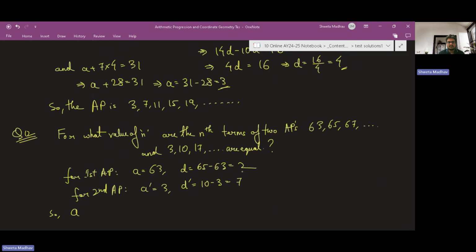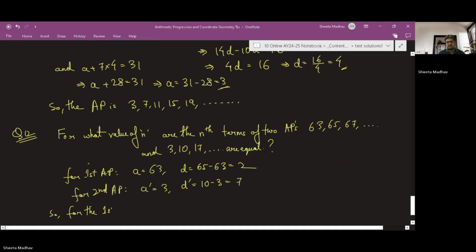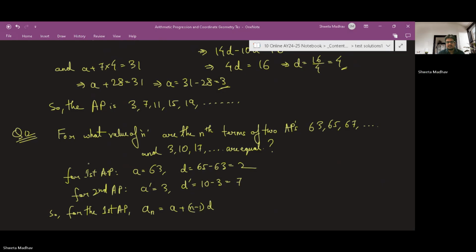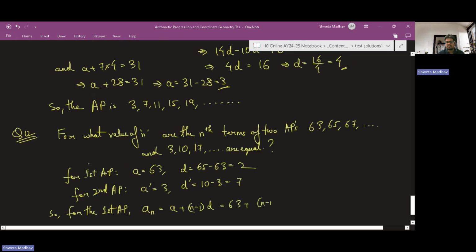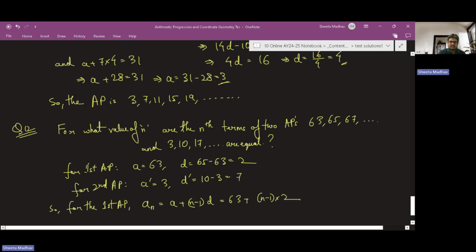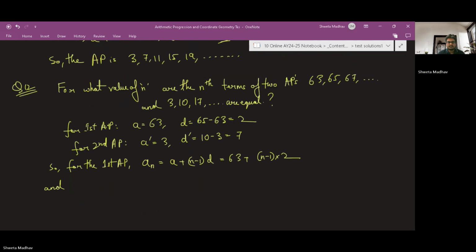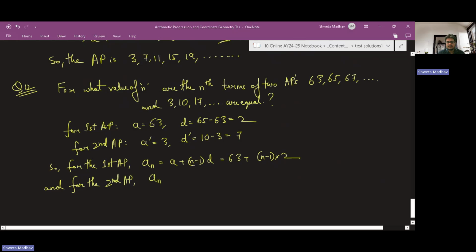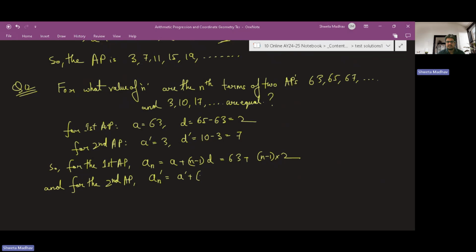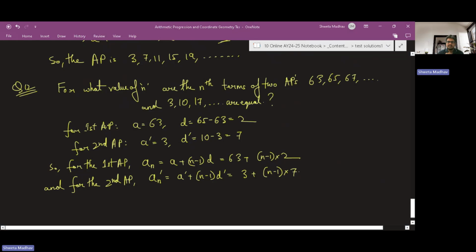For the first AP, the nth term, given as an, is equal to a plus n minus 1 into d, which is equal to 63 plus n minus 1 into 2. And for the second AP, the nth term an dash is given as a dash plus n minus 1 into d dash. So that will be 3 plus n minus 1 into 7. So these two should be equal.